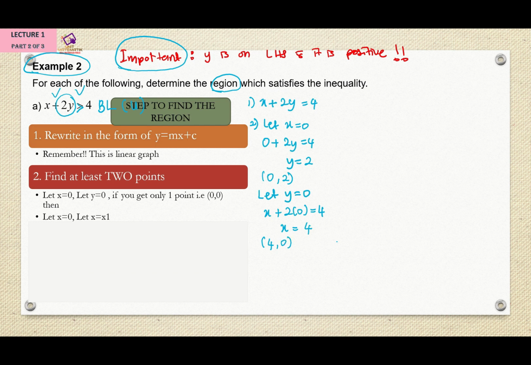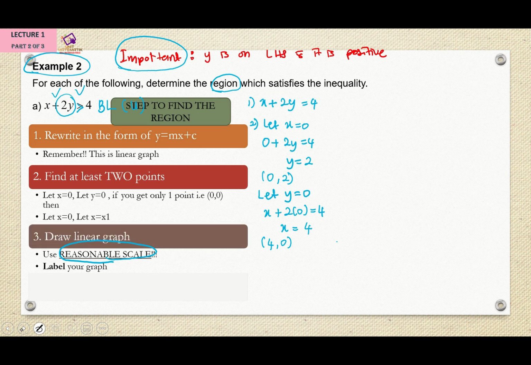Okay, student? Then, the third step, we need to draw the linear graph. Student, please remember, in order to ensure that your graph is good and makes sense, we must use a reasonable scale. I'm sure you know how to choose a reasonable scale in order to draw your graph, right? Plus, a good graph must cover 3/4 of your graph paper. And then you should label your graph.